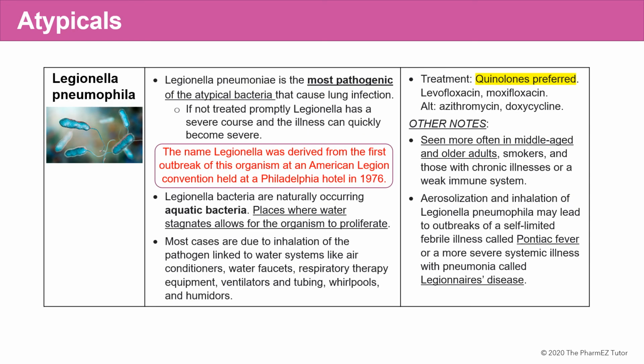The third atypical bacteria is named Legionella pneumophila, and it's the most pathogenic of all the atypical bacteria that causes lung infections. If you don't treat Legionella quickly, it can lead to a very severe course, and the illness can become quickly severe. Now, the name Legionella was derived from the first outbreak of this organism at an American Legion convention held in Philadelphia in 1976.